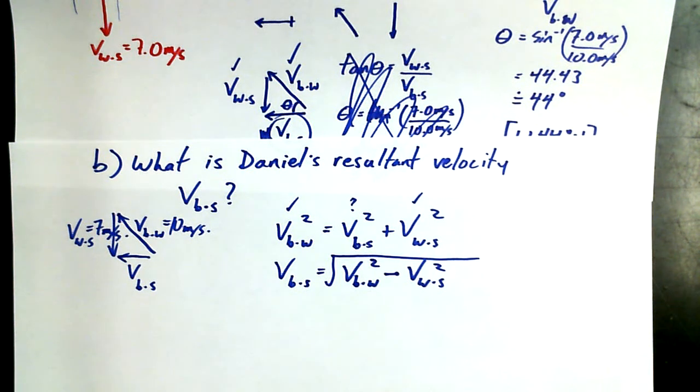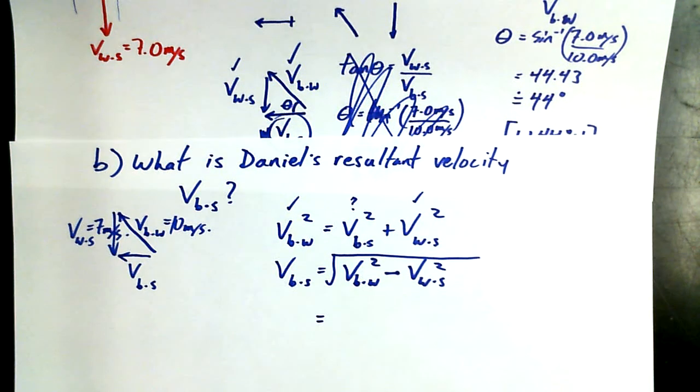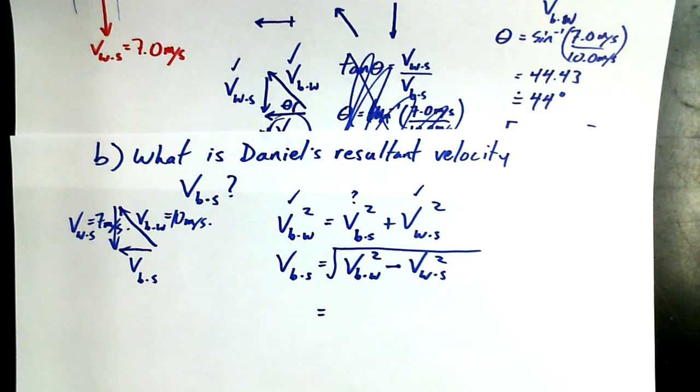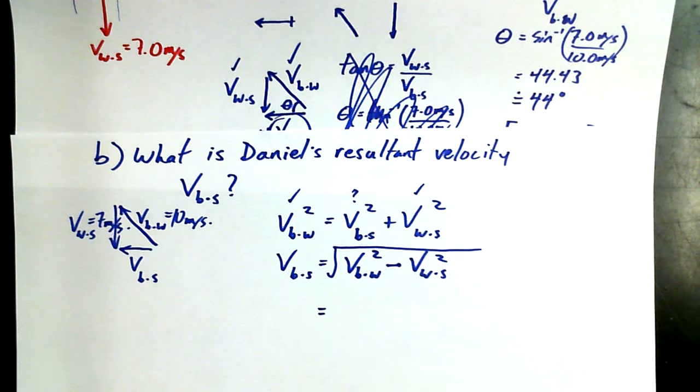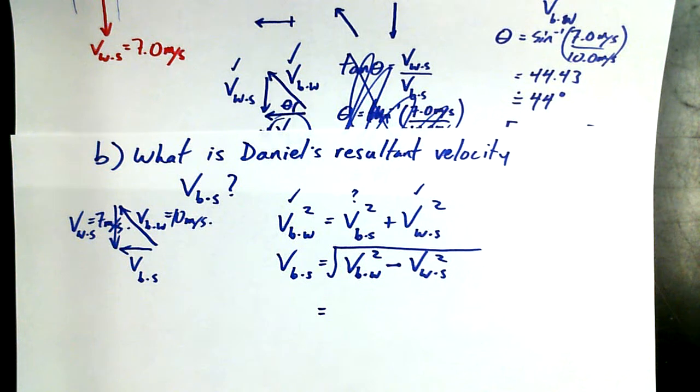Yes, sir? Why do you have to do the square root in the squares? Can't you just do VBW minus VWS? Well, you can try it. Try throwing in some random numbers and see if it comes out to the same answer. But the Pythagorean theorem is a very sound and well-tested theorem. If you just throw in the numbers without having the squares there, you will never get the same answer. There's a few rare exceptions.